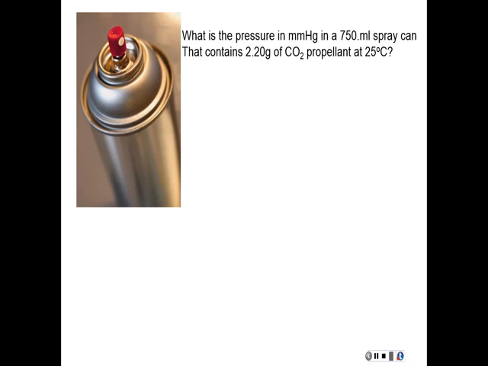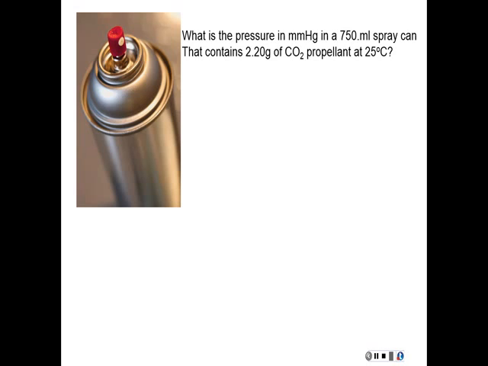Now here's an example. You can see an aerosol can here. We want to know what is the pressure in millimeters of mercury in a 750 ml spray can that contains 2.20 grams of CO2 propellant at 25 degrees centigrade. So all of these aerosol cans have a propellant in them, some gas that will carry out your liquid. The reason you shake up that container is because the liquid always settles to the bottom, and you want to try to get that liquid to come out as a nice spray. So an aerosol actually means a mixture where you have a liquid spread throughout a gas.